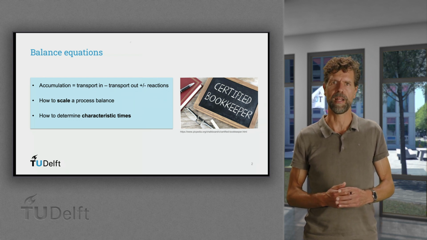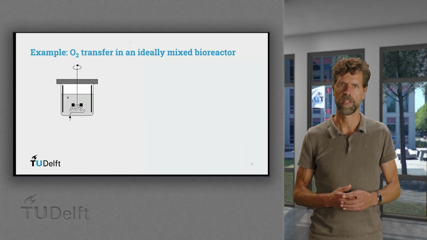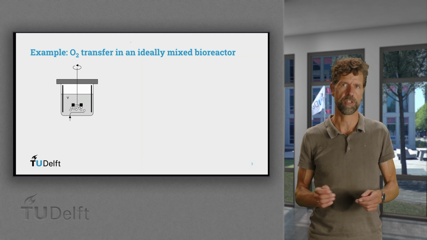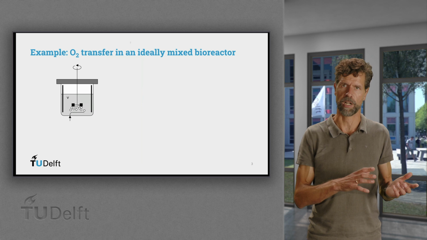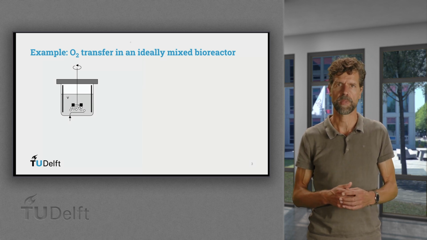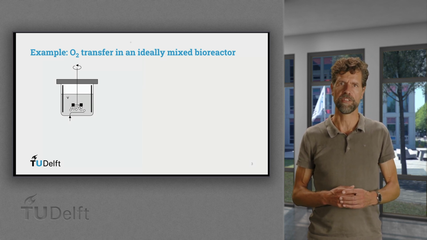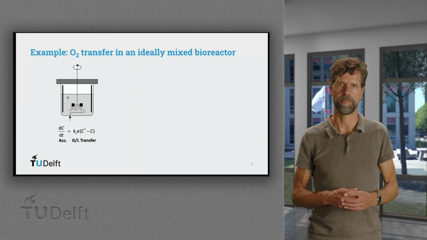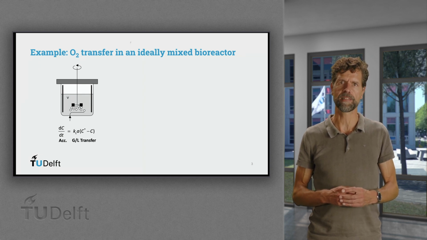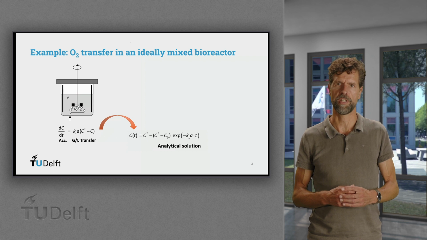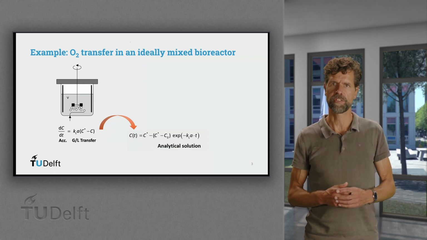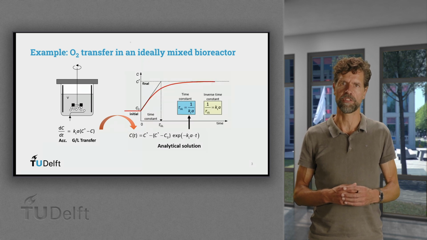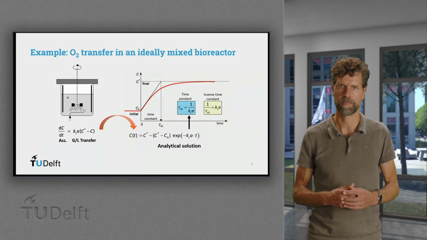Let's start with a simple balance of the amount of dissolved oxygen in an ideally mixed batch bioreactor. There's no conversion and only aeration, which results in oxygen transfer from the gas to the liquid phase. The balance only has an accumulation term and a transfer term. And this balance can be analytically solved to get the oxygen concentration as an exponential function of time. The constant in the exponent, minus kLa, determines the rate of change of this process.